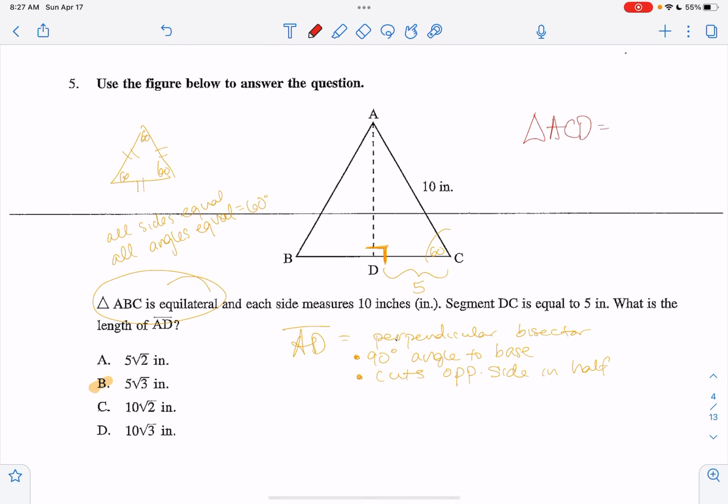The top angle, angle A, got cut in half into 30 degrees. And then it made a 90-degree angle with angle ADC. For a 30, 60, 90 right triangle, you have to memorize that the sides are in the ratio of x, 2x, and x root 3. Once you have these sides, you can figure out that this x corresponds to this 5.